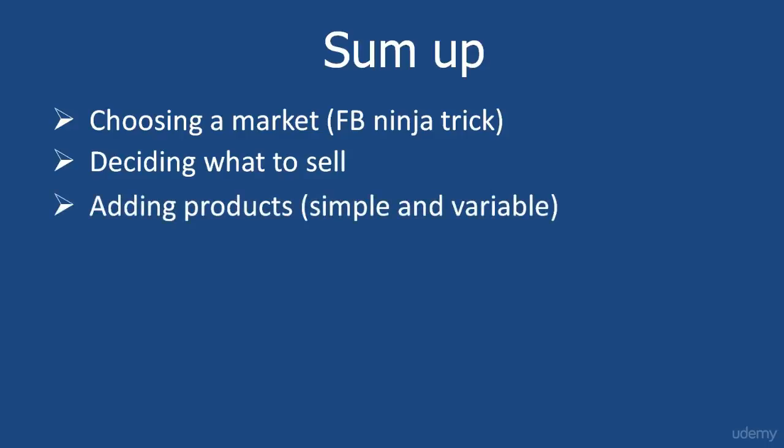Then we looked at how to actually add those products into our site, both simple and variable. So the simple product being just one variation, the variable one being silver and gold and perhaps different sizes or whatever it might be. So you've basically got the tools there to add any kind of product onto your site now. And you saw how quick and easy that was to do.